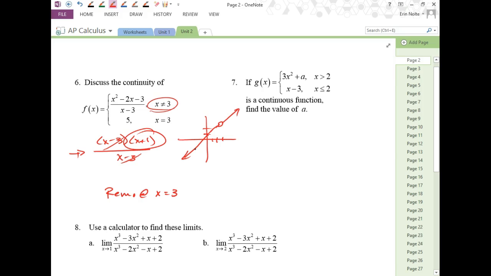Is 5 the corresponding y value right there? And is the second piece going to fill in that hole? Is that going to go right there? How would we find out? We can do it algebraically. We can probably even look at the graph and say, it's close.